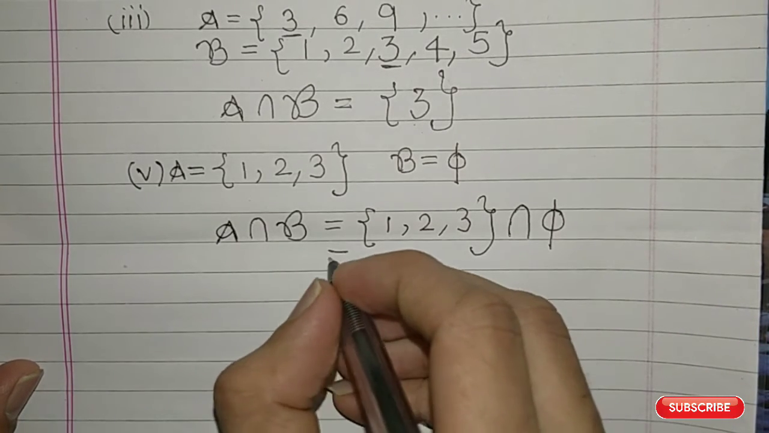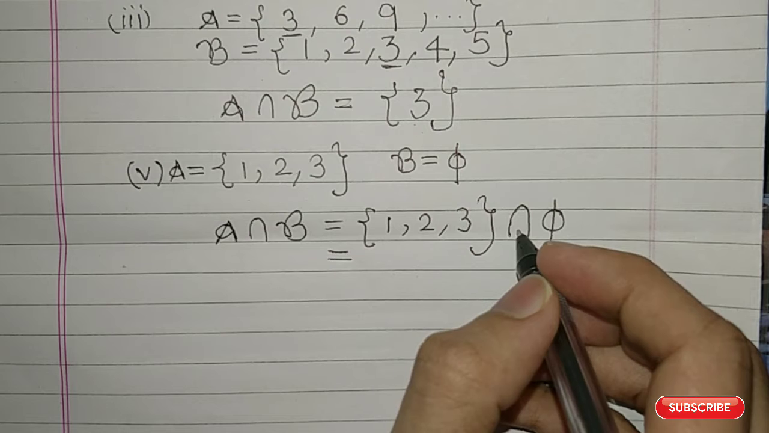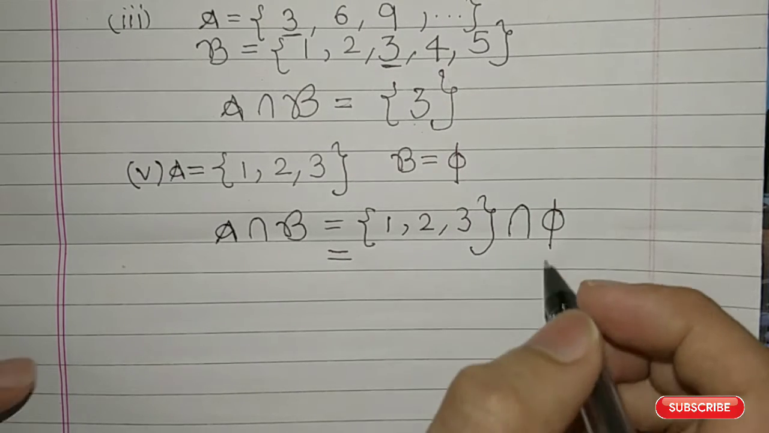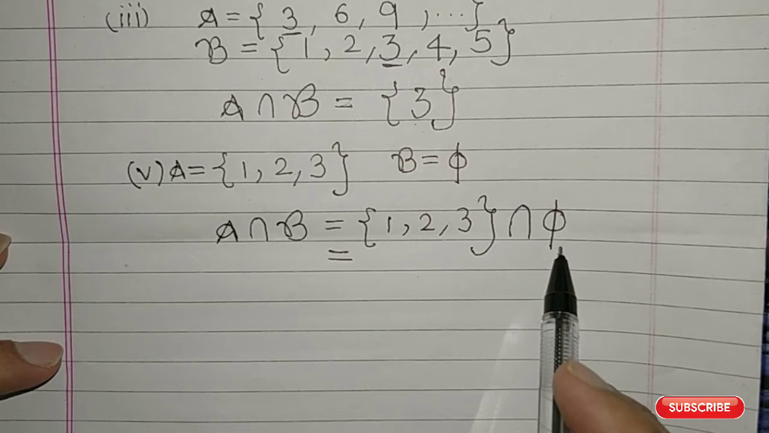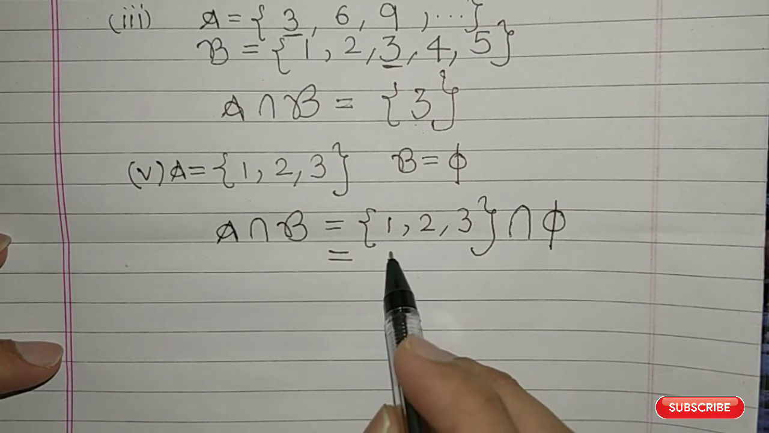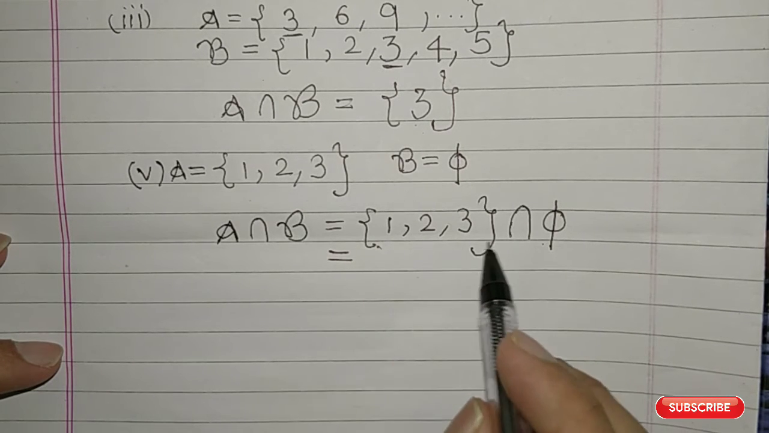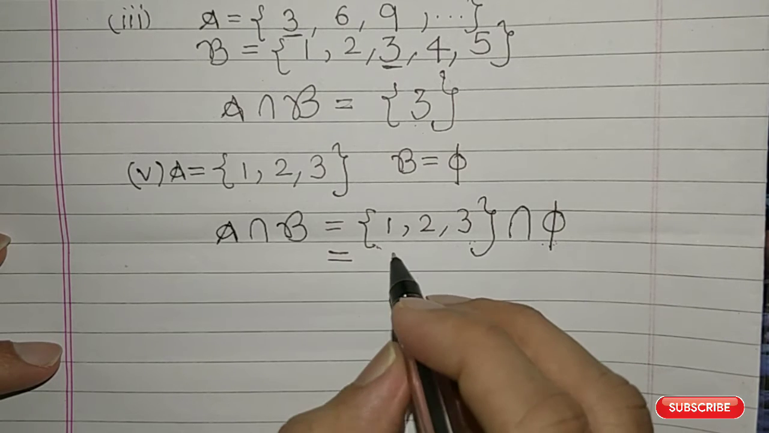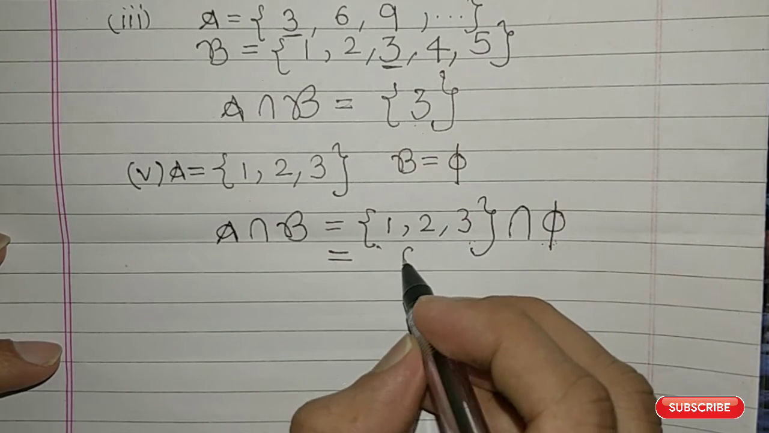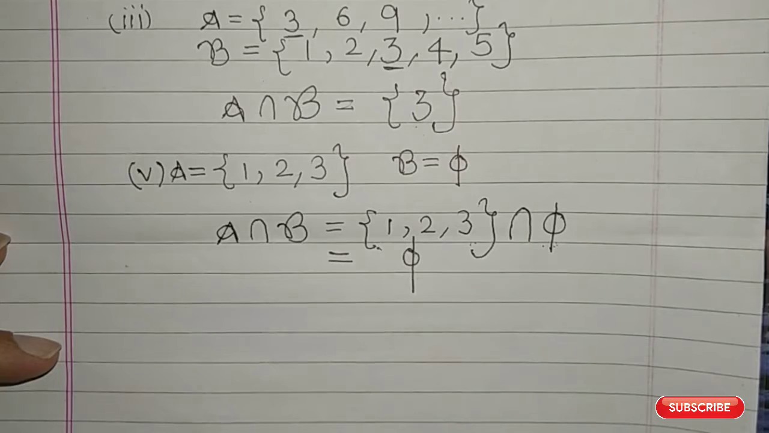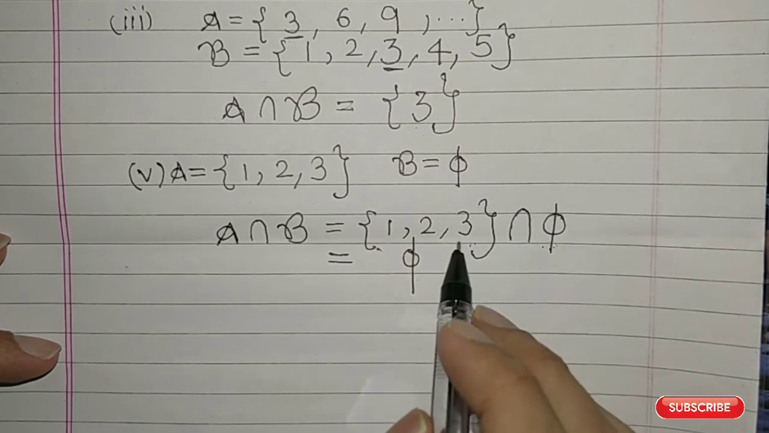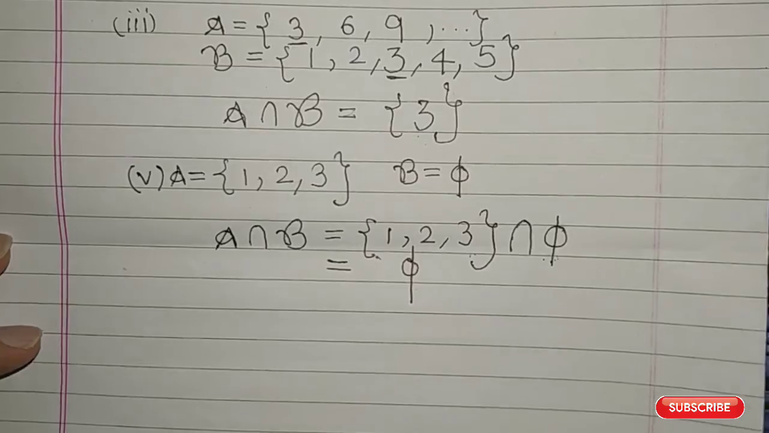Now what do you mean by intersection? Intersection means you have to take all those elements which are common to both the first set and the second set. Here you can see that no element is common to both sets. So what you are getting is an empty set, because there is no element common to both of these sets.